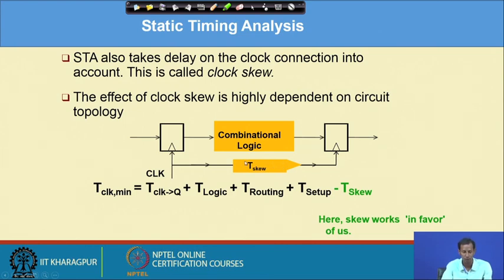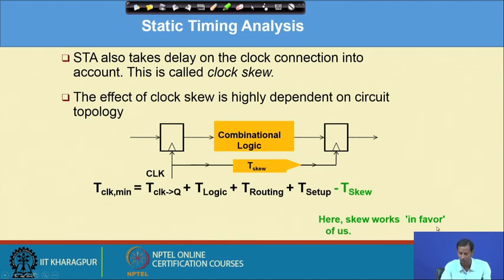But here, for the time being, if this clock has a skew, and that is in favor, meaning from this path to this path the clock skew is positive, then at that time this T skew will be subtracted from the corresponding delay.